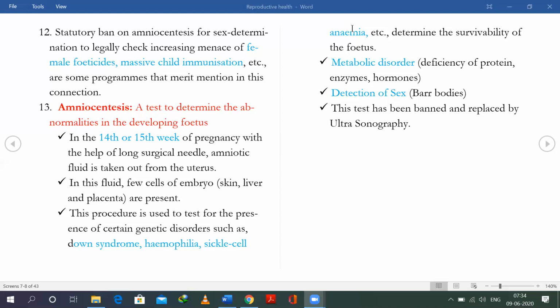So to reduce these cases of female feticide, this amniocentesis test is banned for determining the sex. The sex should not be determined, and it is illegal to conduct this test to determine the sex of the fetus. That is why this test has been banned for that particular purpose. Ultrasonography is a normal pregnancy procedure that is conducted nowadays, and these three you would get to know anyway.